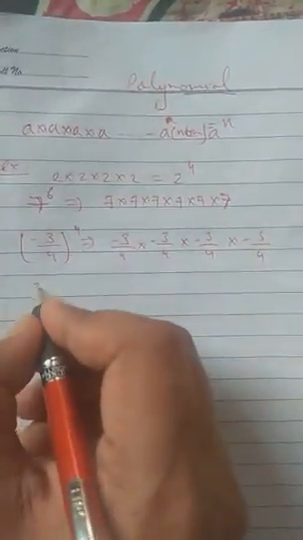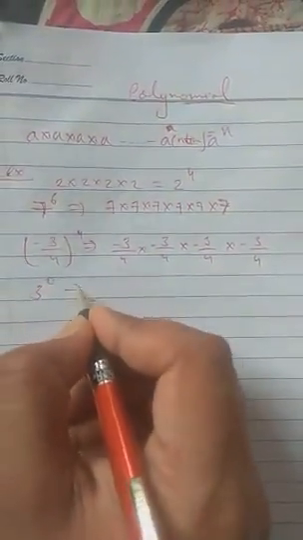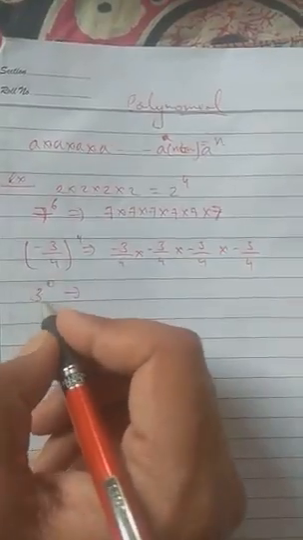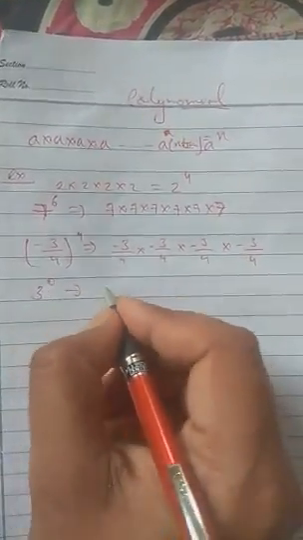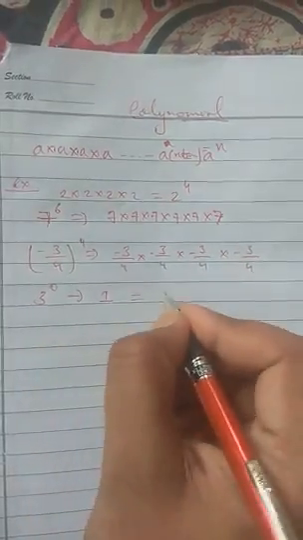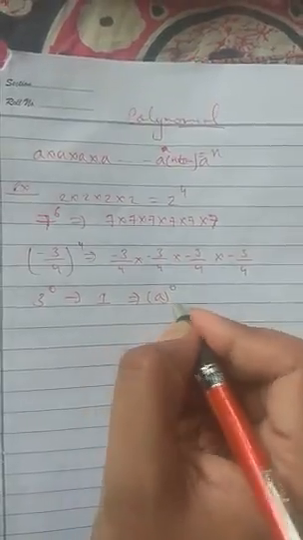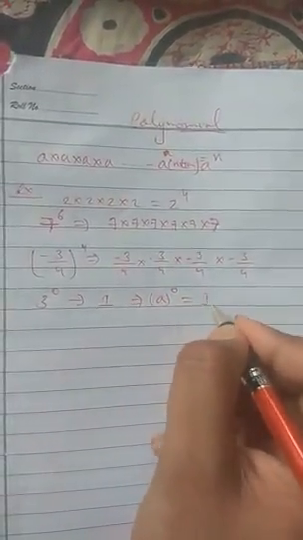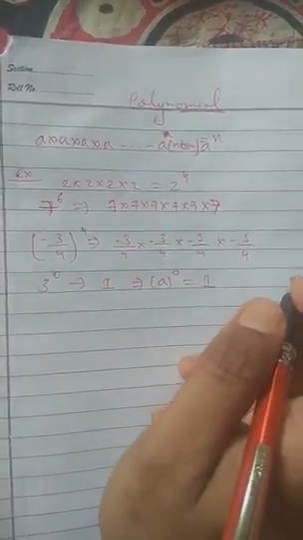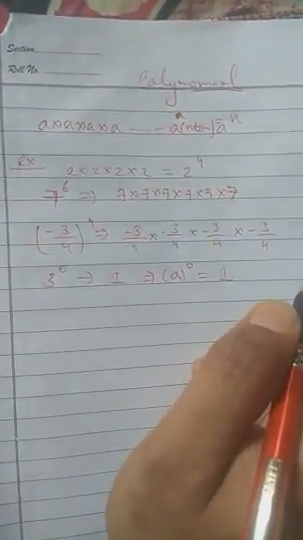Now if we have 3 power 0, any constant whole power 0 has the value 1. It can be like a power 0. If a is a constant, then this value will be equal to 1 only. Any constant whose power is 0 results in 1.